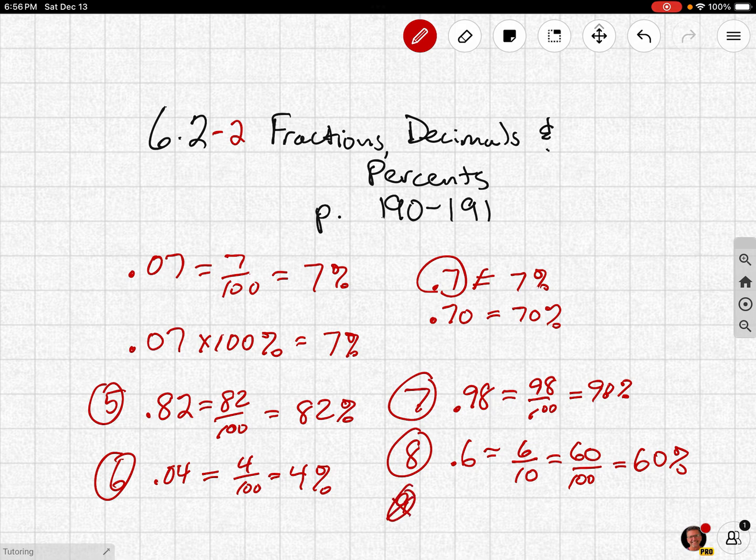All righty, well, and you know, one that they didn't show you on here is, I'll call it number 9, but it's actually not number 9. Let's call it 8B. What if we had 1.6? What would that be? That would be 160%, right? Because 1 is equal to 100%. All right, well, that's it for that one. That was quick and easy.